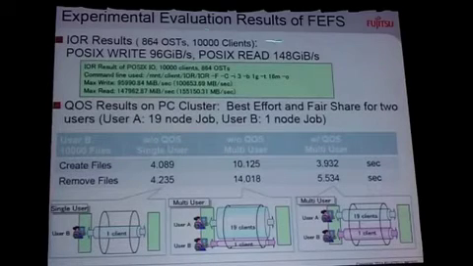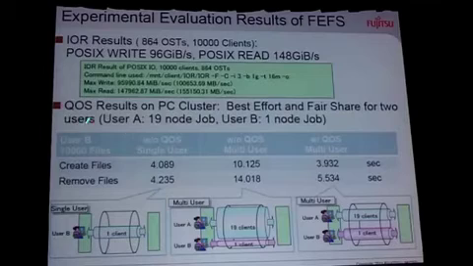So let's show some experimental evaluation results on FEFS. This is preliminary, and it shows that this works. And here's our IOR result. This is a result with 288 OSS, 864 OSTs, and 10,000 clients. POSIX write is around 96 gigabytes per second and read is 148 gigabytes per second. And the second result is a QoS result in the PC clusters.